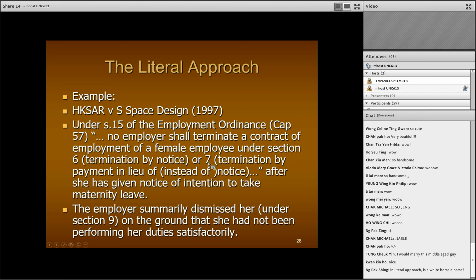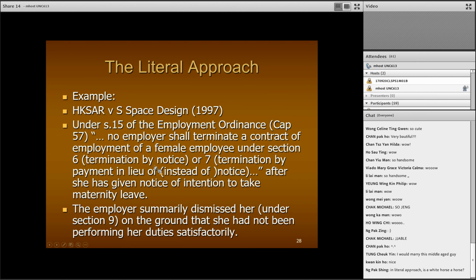Why? Because we also have Section 7. Section 7 is called termination by payment in lieu of notice. Please note that in lieu of is Latin. It means instead of. 代通知金, okay? The formal Chinese term is 代通知金. Most people call it compensation, but in fact, the proper term is payment in lieu of notice. It means that you don't want to serve notice. You pay money to replace the notice.